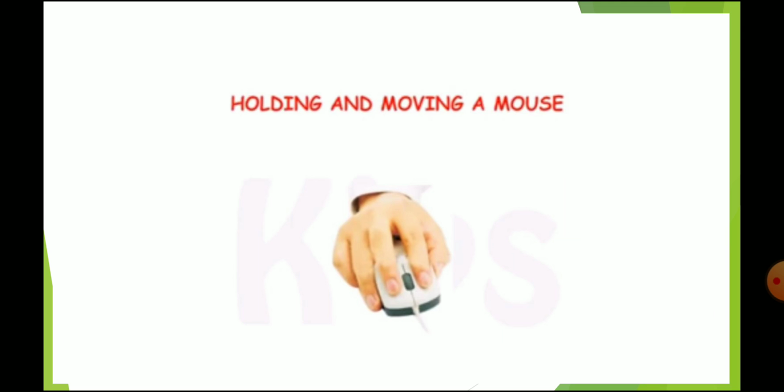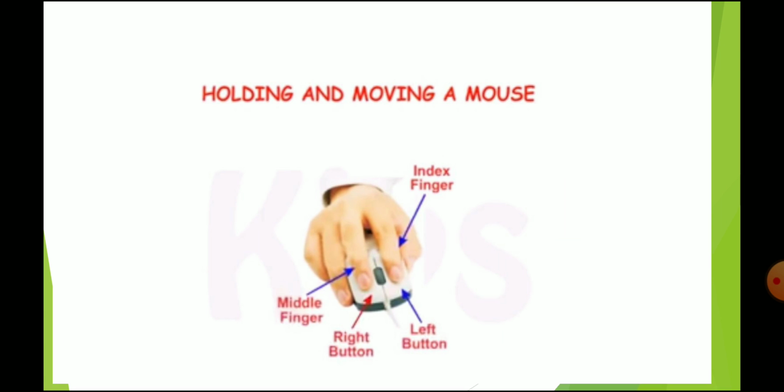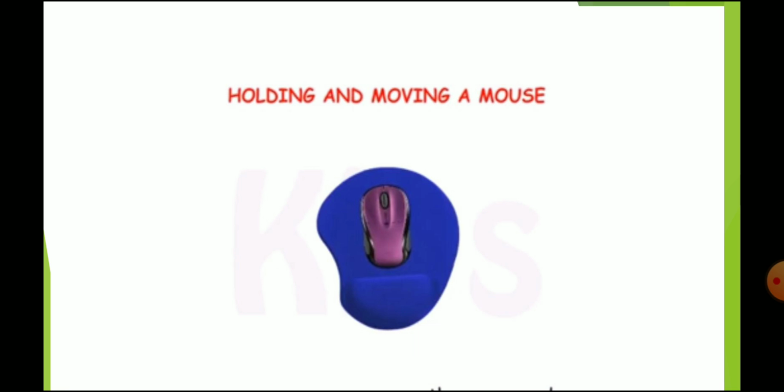Now move on to the holding and moving the mouse. Place your palm on the mouse, hold it with your thumb and last 2 fingers. Place your index finger on the left button and middle finger on the right button. Now move the mouse on the mouse pad. Watch the movement of the pointer on the screen as you move the mouse.